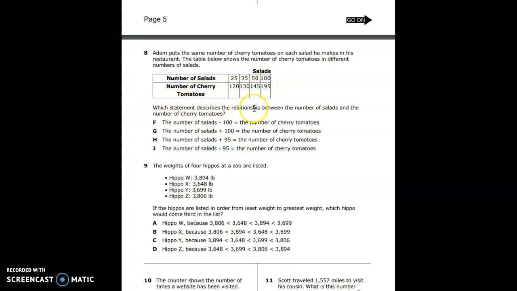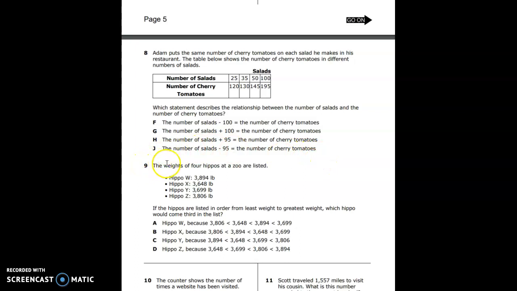Which statement describes the relationship between the number of salads and the number of cherry tomatoes? F. The number of salads minus 100 equals the number of cherry tomatoes. G. The number of salads plus 100 equals the number of cherry tomatoes. H. The number of salads plus 95 equals the number of cherry tomatoes. J. The number of salads minus 95 equals the number of cherry tomatoes.